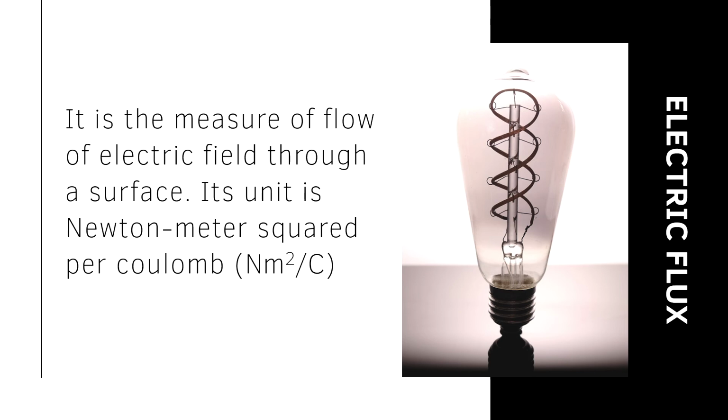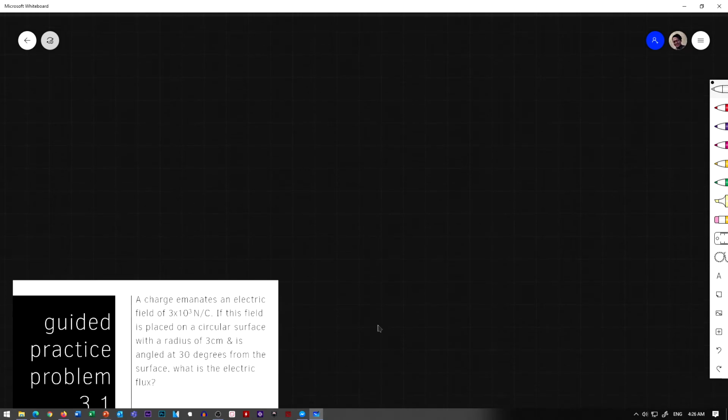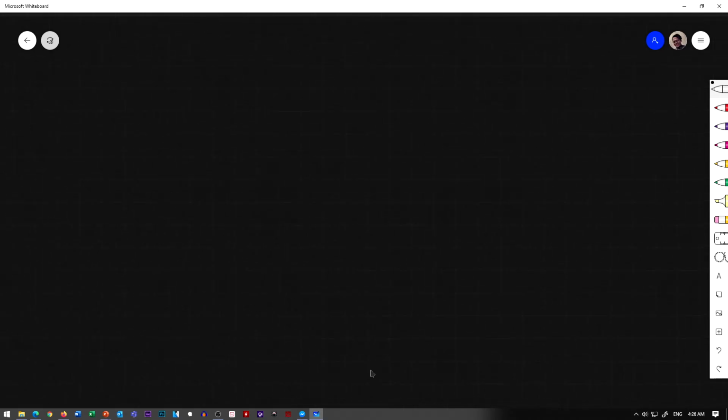Okay, so first, what is electric flux? It is the measurement of flow of electric field through a surface. So very self-explanatory, you know. So let's say you have a surface that is like this, say good old rectangular, square surface. Okay, so assume that's a flat surface that's placed on top of something.